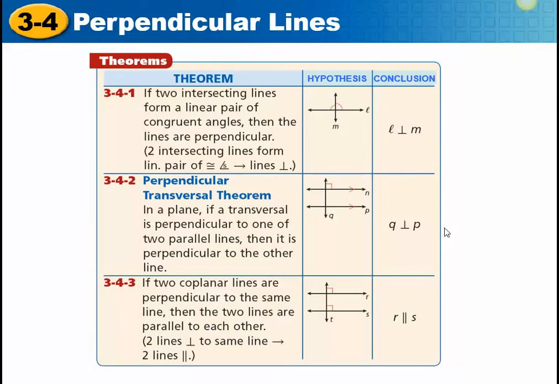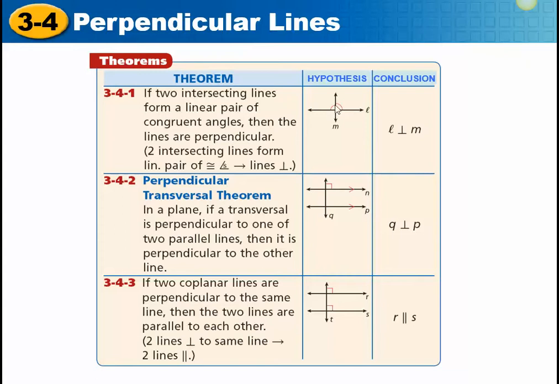Okay, we have some theorems in this section. The first one, theorem 3.4.1, says that if two intersecting lines form a linear pair of congruent angles, then the lines are perpendicular. So let's look at that again. If you have two lines that intersect and they form a linear pair, so two angles right next to each other, that are also congruent.